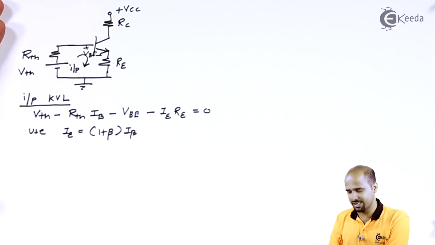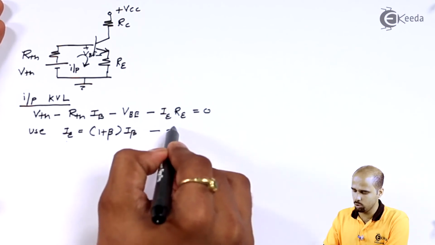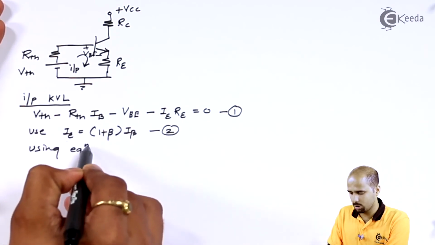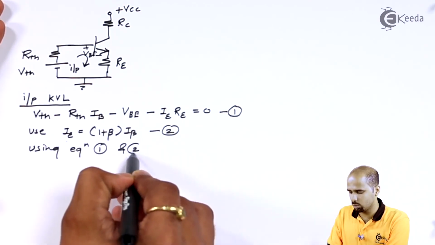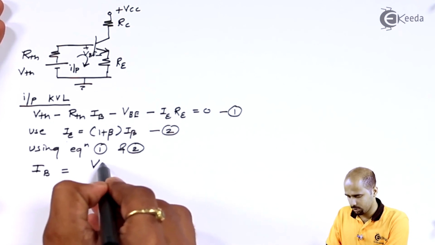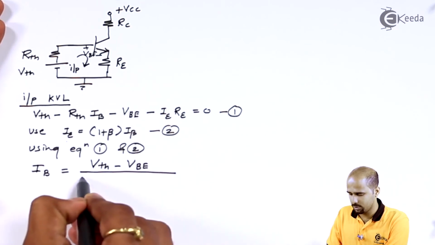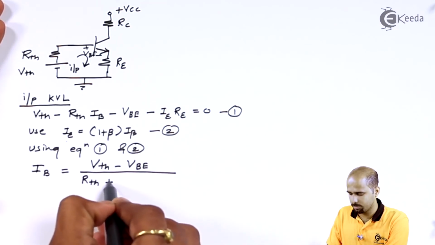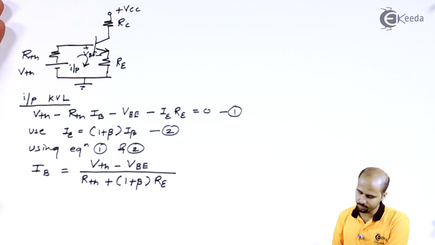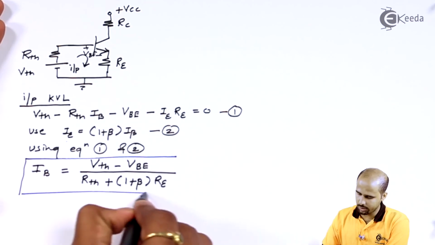IE is equal to (1 plus beta) times IB. If we simplify this equation by putting equation number 2 in equation number 1, so using equations 1 and 2, we will get IB is equal to (VTH minus VBE) divided by (RTH plus (1 plus beta) into RE). This will be my first finding for your DC analysis.